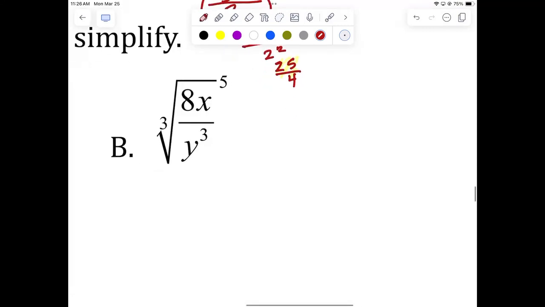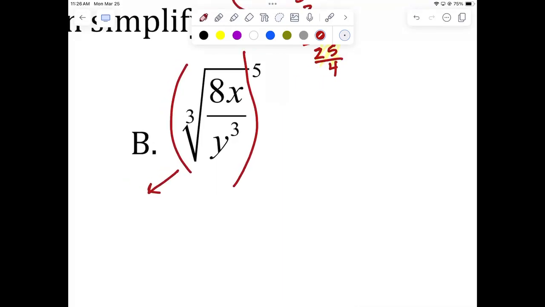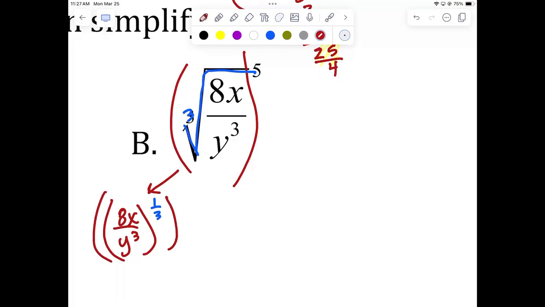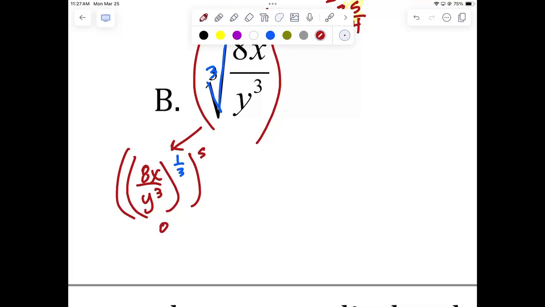Looking at it, here's what I see most of y'all doing. That to the fifth power is the whole thing. So here's what some of y'all did. We'll go down this fork first. You wrote 8x over y cubed. Since it's all under a cube root, that becomes to the what power? To the 1/3 power. And then all of that is still to the what power? Fifth power. That becomes 8x over y cubed to the what power?